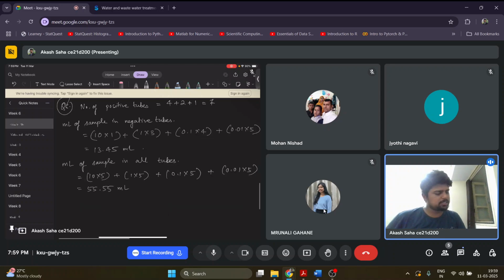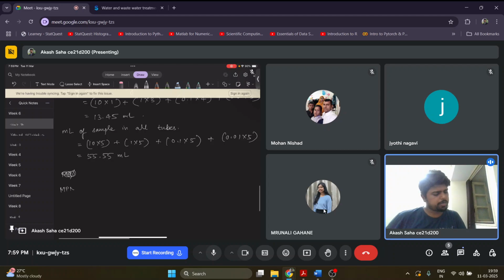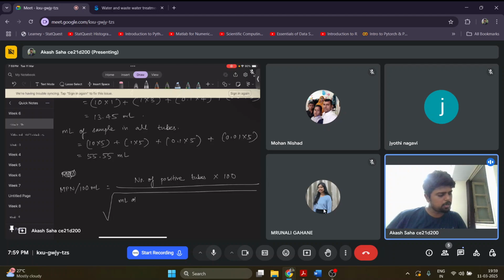Now as per the equation, MPN per 100 ml will be equal to number of positive tubes into 100 divided by the square root of ml of sample in negative tubes into ml of sample in all tubes. Okay, so this is the equation.